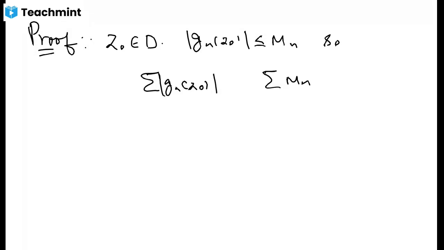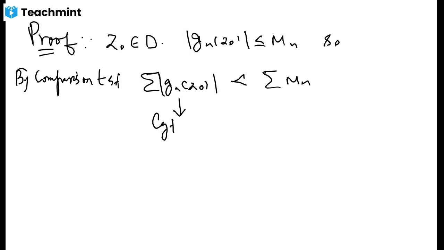So by hypothesis, it is given that this series of Mn's is convergent, and the modulus of g_n(z_0) is less than or equal to M_n. You remember the comparison test. By the comparison test, what I get is that this series is also convergent. When you write it in modulus, you say that it is absolutely convergent, but you just write first that it is convergent, because the series of Mn's is convergent and you have this inequality also.